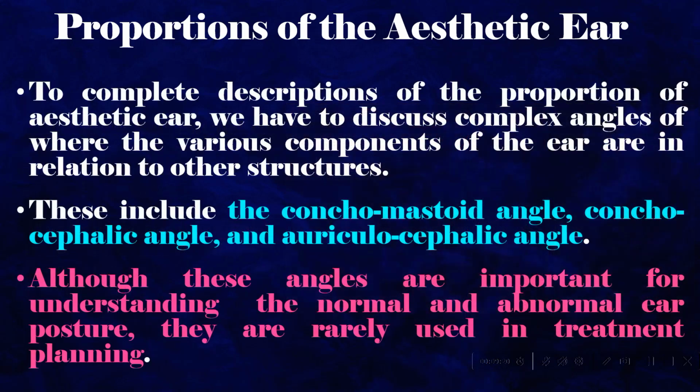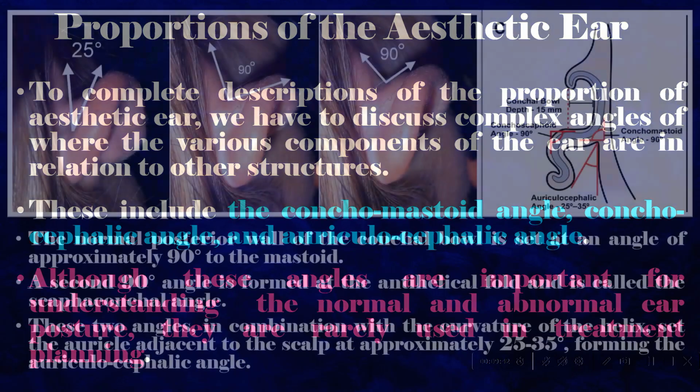To complete descriptions of the proportion of the aesthetic ear, we have to discuss complex angles of where the various components of the ear are in relation to other structures. These include the conchomastoid angle, conchocephalic angle, and auriculocephalic angle. Although these angles are important for understanding normal and abnormal ear posture, they are rarely used in treatment planning.